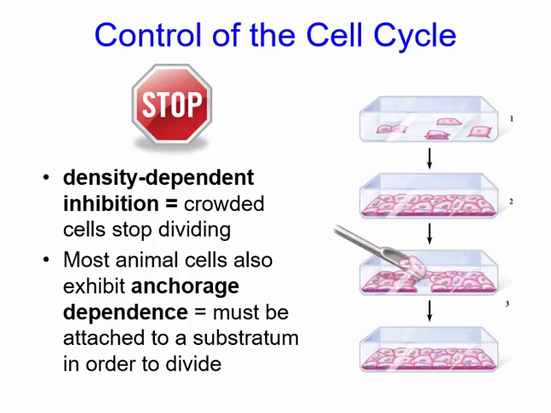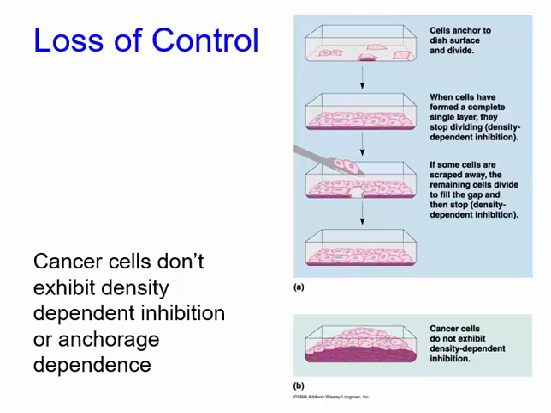Now, both of these things are important when we flip them on their head and think about the loss of control. So cancer cells have lost control of that cell cycle. Maybe something's wrong with those checkpoints. Maybe there's some other problems. But cancer cells won't exhibit that density-dependent inhibition or anchorage dependence. So here's a cancer cell culture. Notice they're just growing right over top of one another. We might see these cells floating around in the liquid media that we raise these cells on. So again, they don't need to be stuck to the bottom of this flask.